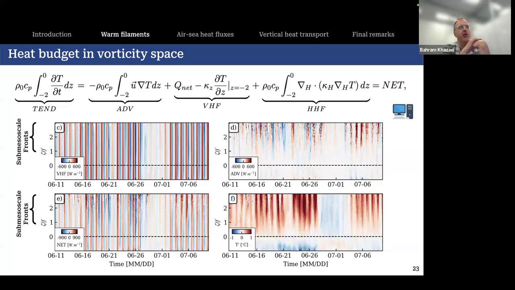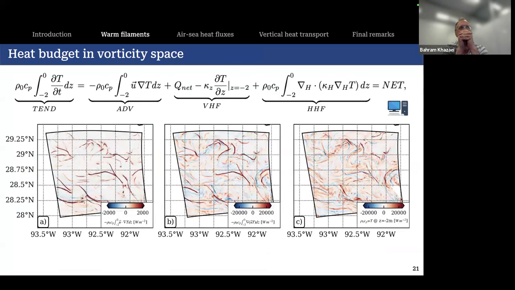Yes, especially when you do the advection term. When you do total advection, it's like 2000 watts per meter squared. When you do horizontal and vertical separately, it's 20,000. It's one order of magnitude larger, right? So basically, you take the difference of very large quantities. It would be interesting for us to see what the residual actually is there, so how much we can trust those analyses.